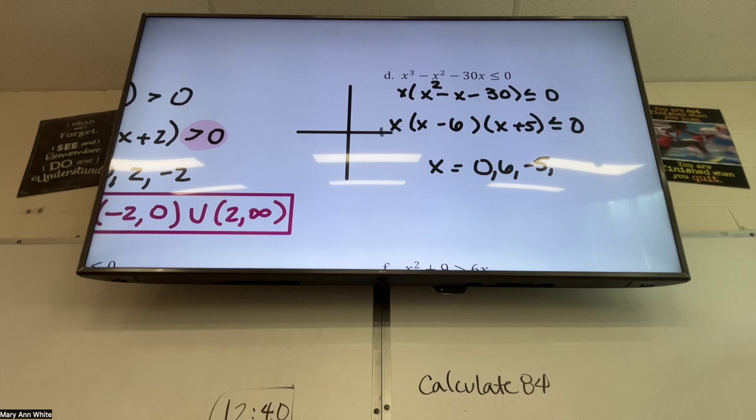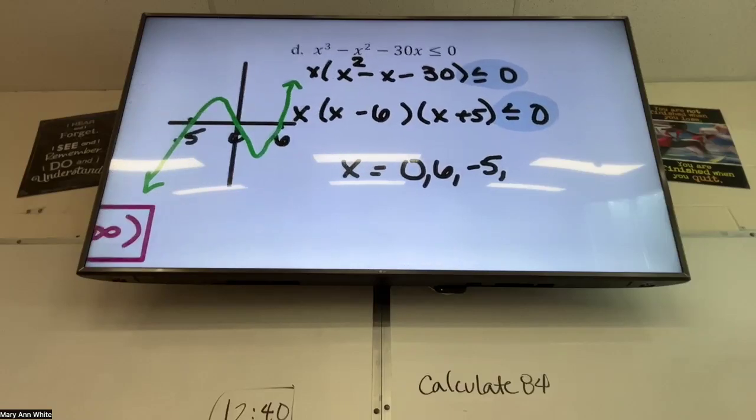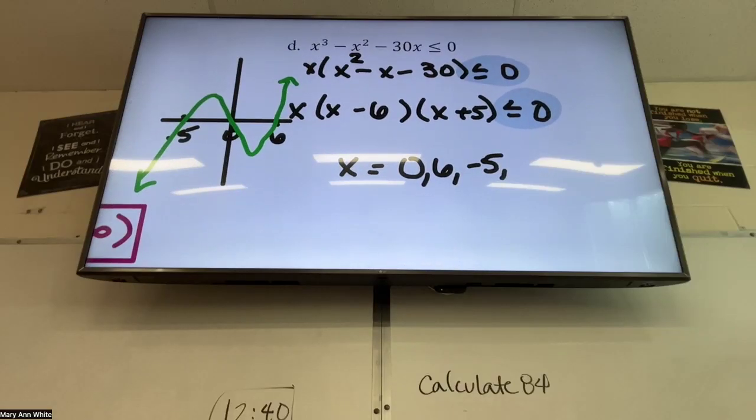Again, this almost looks the exact same as my other graph. It's just got slightly different zeros. It's still positive and odd, so it's going to start low and end high, cross, cross, cross at everything. This time though, I want my graph where we're less than or equal to 0. Who can give me my interval where I'm less than or equal to 0?